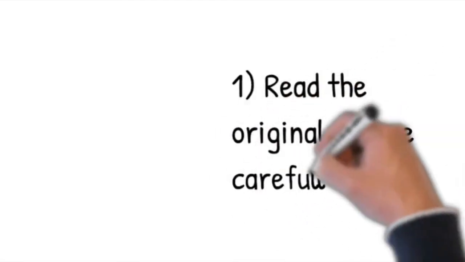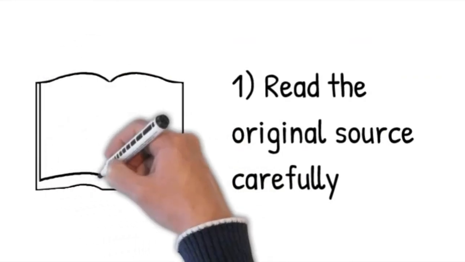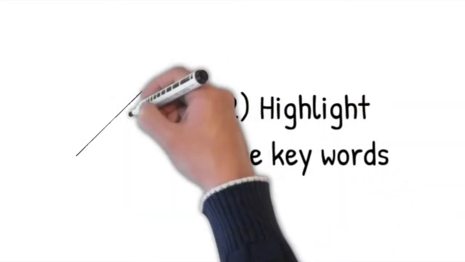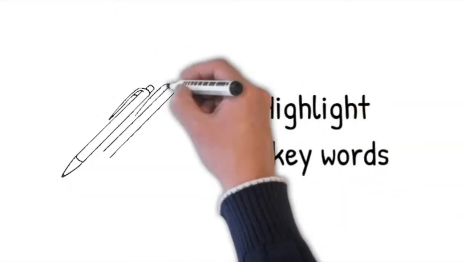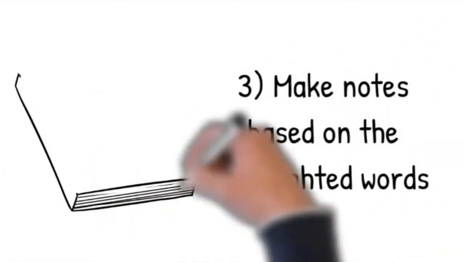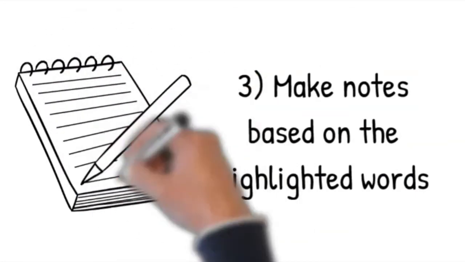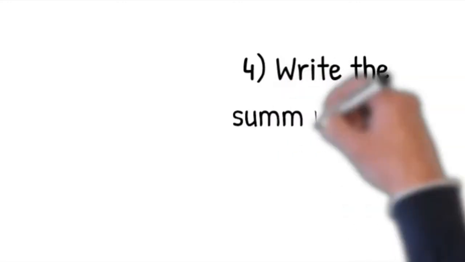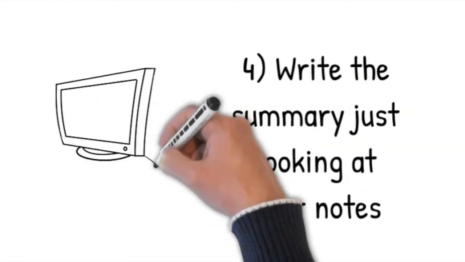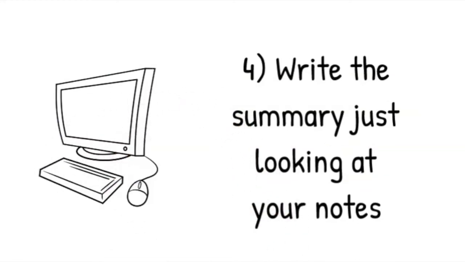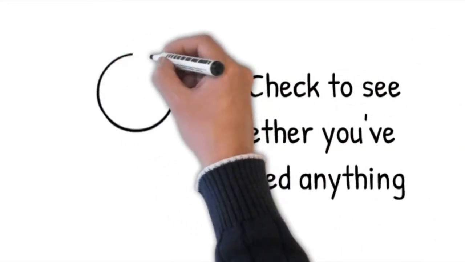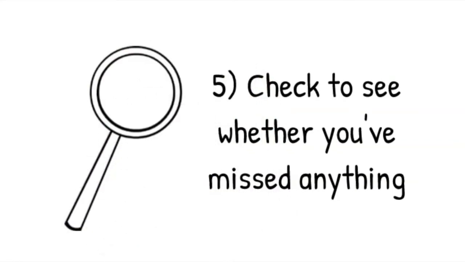Firstly, you need to read the original source very carefully, whether it's a paragraph, a chapter, or even a whole book. Secondly, you need to highlight the key words or key phrases that you find in your source. Thirdly, you need to make your own notes based on these highlighted words or phrases. Fourthly, this is the tricky part. This is where you need to write your summary by just looking at your notes and not going back to the original source. The final stage, the 5th stage, is just a check to see whether you've missed anything in your summary.